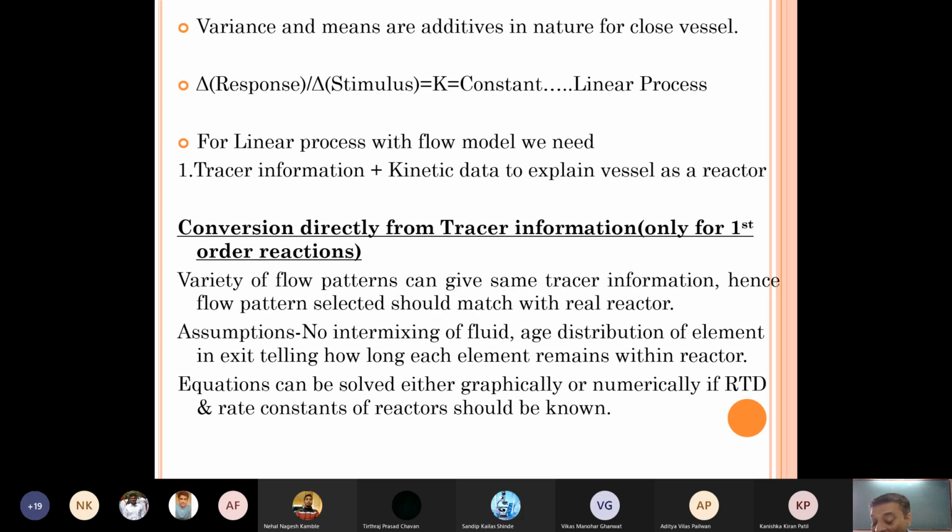Kinetic data means what? In CRE 1 you have discussed, kinetic data means what? Order of reaction, N. K means what? Rate constant. Okay, so that we require, and then only we can explain that vessel as a reactor. Then only that vessel we can design as a reactor.